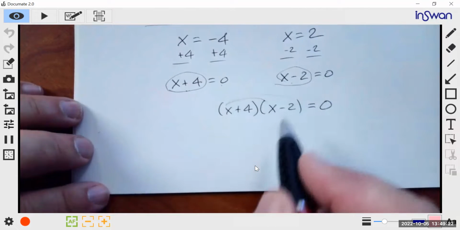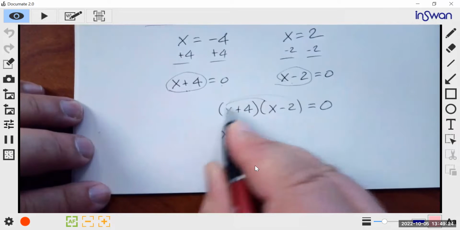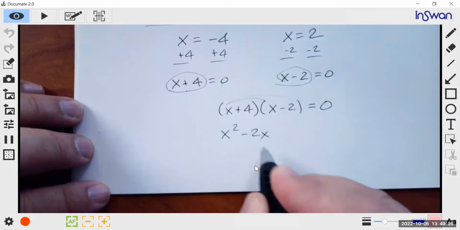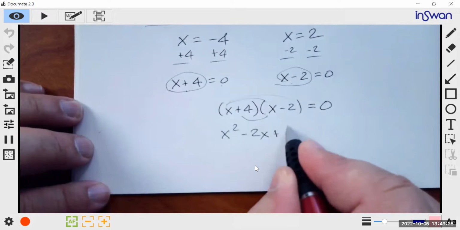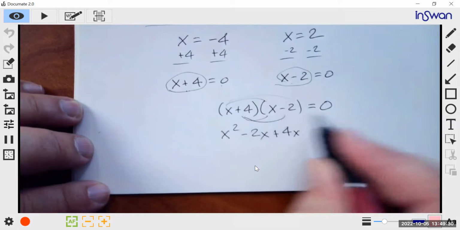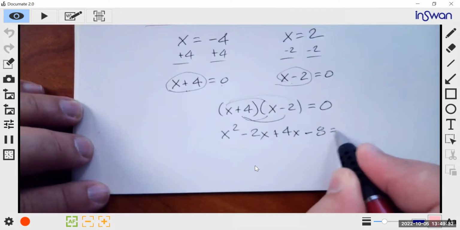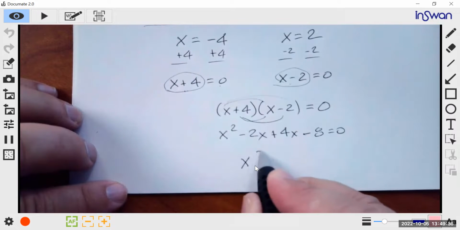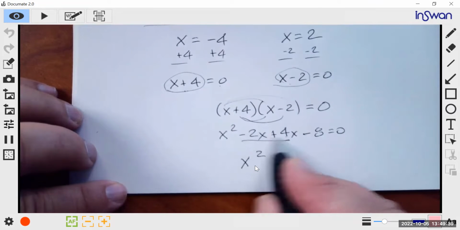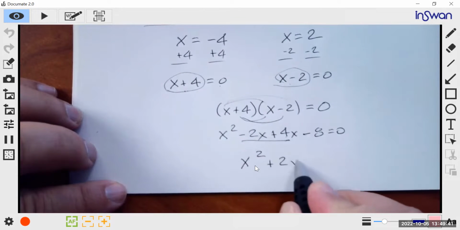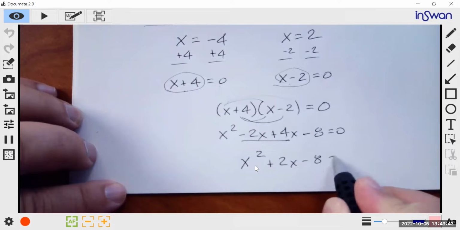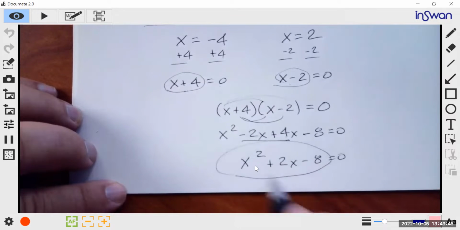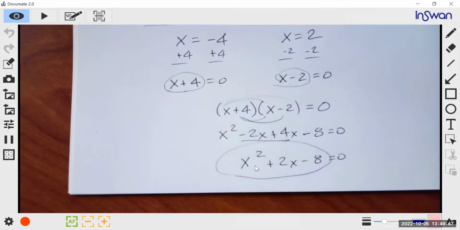Now FOIL. X squared minus 2x plus 4x minus 8. Four is bigger, so it's plus 2x minus 8 equals 0. There's my equation. That's the equation, the function of that graph.